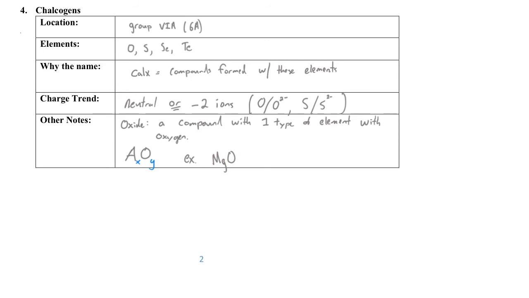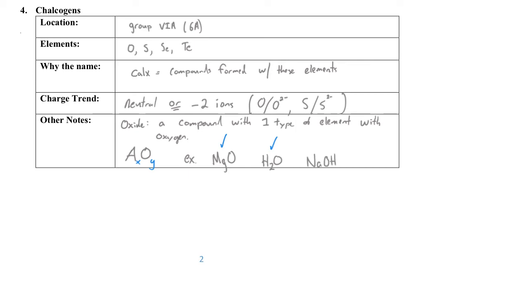Because we only have one type of element with oxygen, this definitely counts as an oxide. What if we had water? Is water an oxide? Yes, it's the oxide of hydrogen. We only have two types of elements here, hydrogen and oxygen, and that is definitely an oxide.